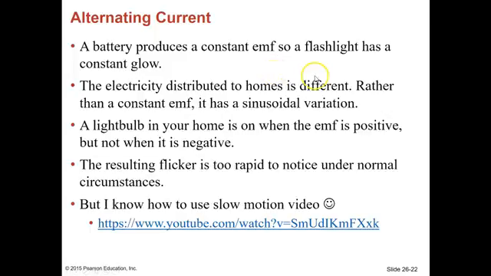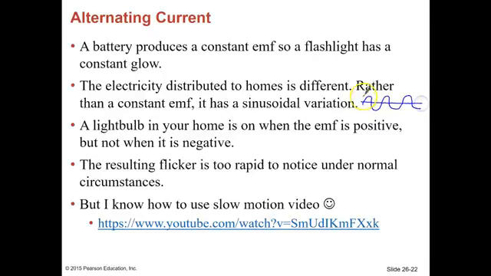This new unit is on alternating current. So we know that if you have a battery running a flashlight, it has a constant potential difference. So that bulb that you see has a constant glow. The electricity that we have in homes is a lot different. Rather than a constant potential difference, you get this sinusoidal variation. So it actually oscillates up and down and it goes from positive to negative.